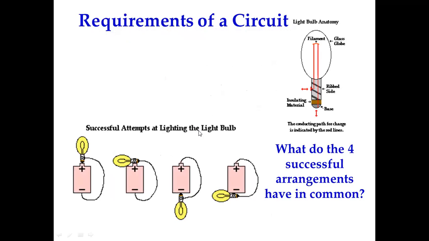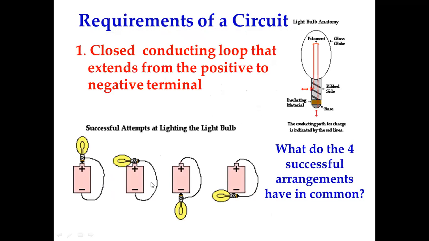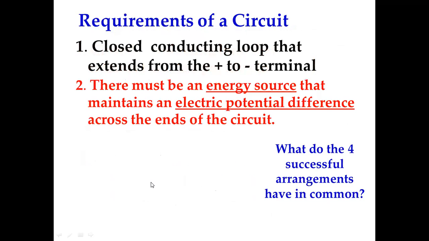And these are the successful arrangements in which all the components are connected together, but in a different way. A closed conducting loop is one that extends from the positive to the negative terminal. There must be an energy source that maintains an electrical potential difference across the ends of a circuit, like a battery or a cell.